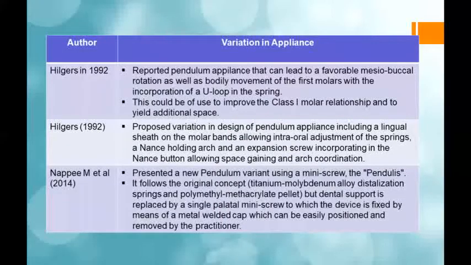Hilgers in 1992 reported a pendulum appliance that can lead to favorable mesiobuccal rotation as well as bodily movement of the first molar, and they incorporated a U-loop in the spring. This could be of use to improve the class 1 molar relationship and to yield the additional space. He also proposed a variation in this design in 1992. They include a lingual sheath on the molar band that allows the intraoral adjustment of the spring, and also a Nance holding arch and expansion screw into that.